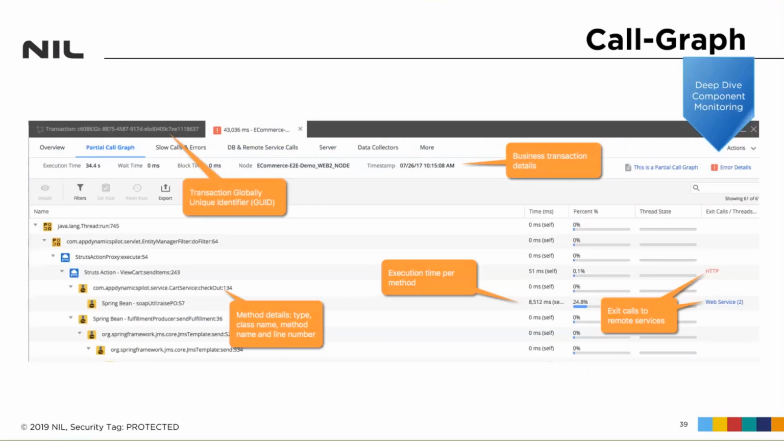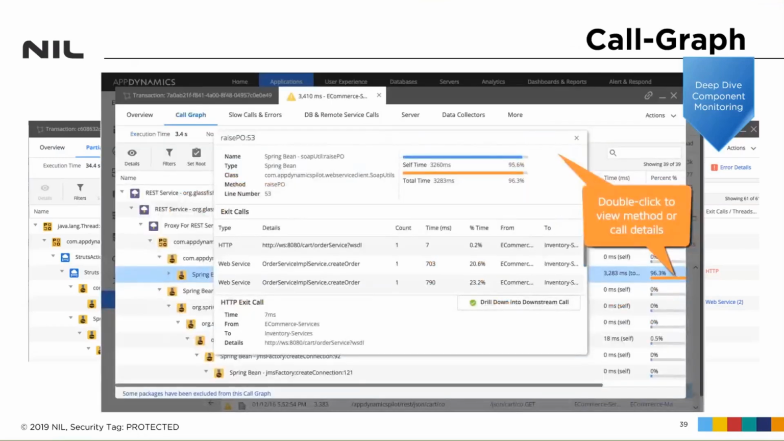Node debugging window includes multiple tabs. One of them is a call graph. On the call graph, you can see all the methods being executed during transactions. For each call, you can see execution time per method and exit calls to remote services. By clicking on an exit call, it is possible to get details on the external call, for example, like URL and extra information which was sent to the remote service.